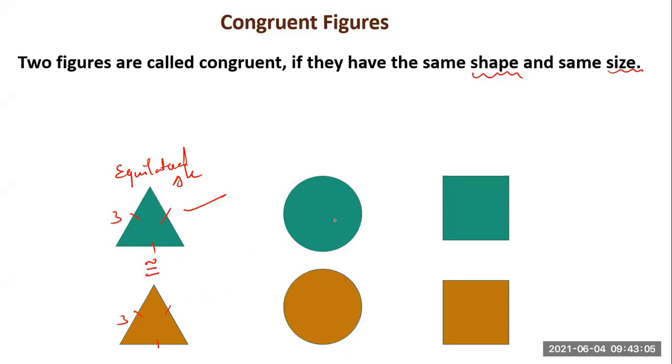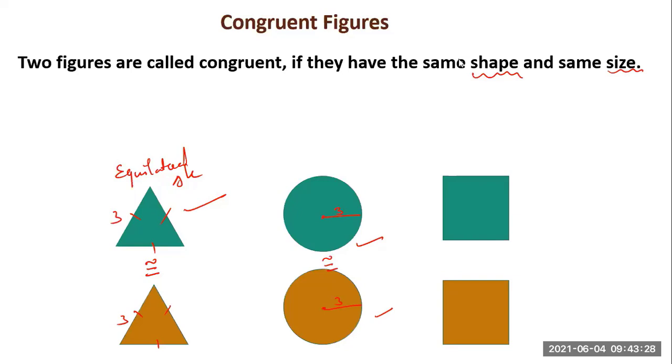Similarly, take a circle of radius 3 centimeters and another circle of radius 3 centimeters. Both circles are equal because their shape is the same, and obviously the radius is equal, which means their size is also the same. So both are congruent.